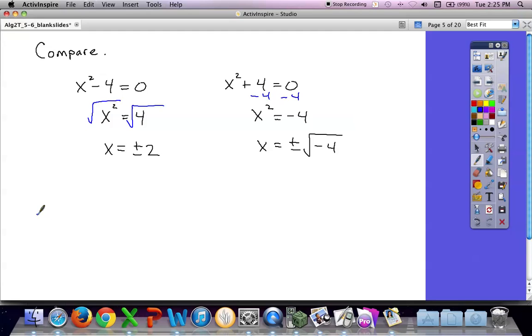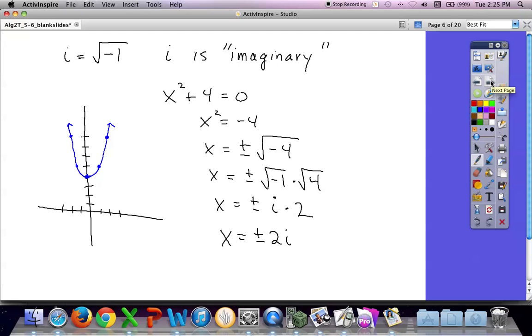That's why we introduced this concept of i. And i is defined as the square root of negative 1, where the i, it's a lowercase i, stands for imaginary.